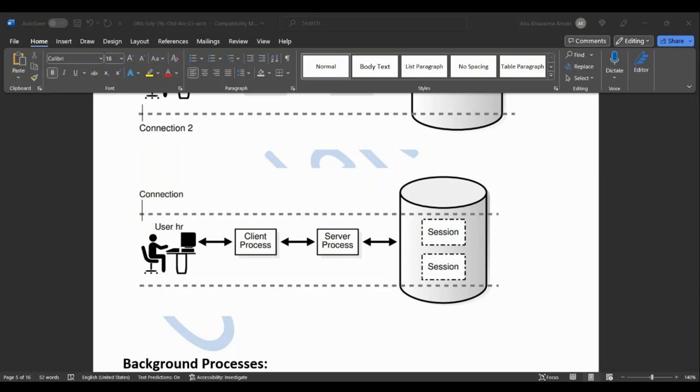Okay, so like the dedicated server process, the shared server process has its own PGA. Okay, and the UGA is also there to store the session information in the SGA so that any shared server can access session data. Okay, so you can remember this. Clear, guys?